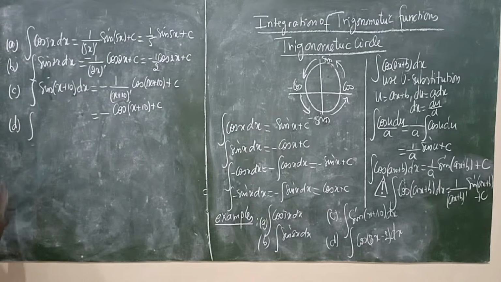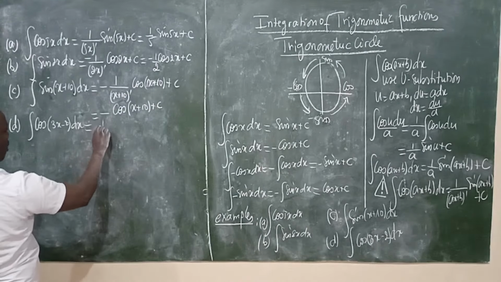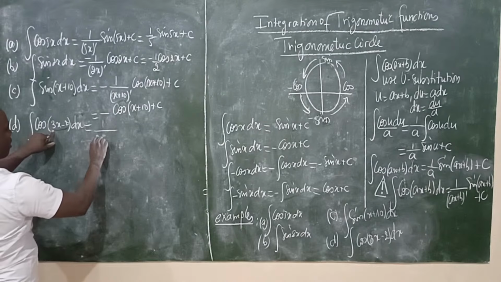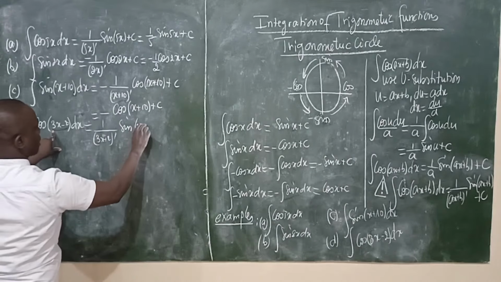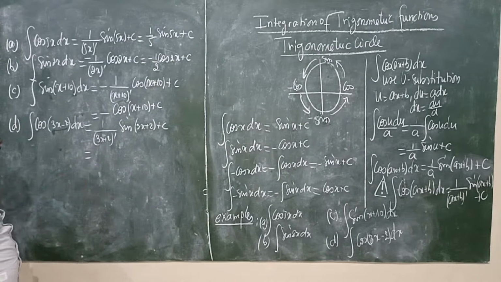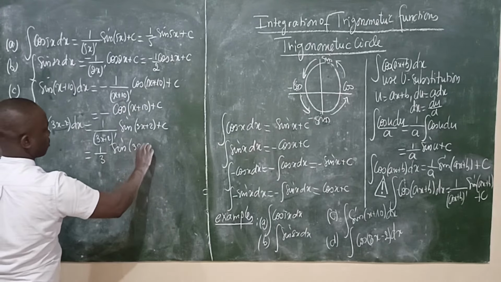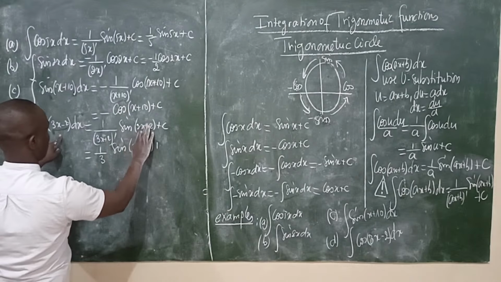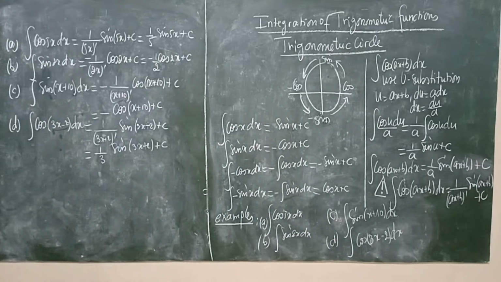D, the integral of cosine of 3x minus 2 dx is given by 1 over the derivative of this expression. Here is the derivative of 3x minus 2, then sine of 3x minus 2 plus c. The derivative of 3x minus 2 is 3, so here is 1 over 3 sine of 3x minus 2. Sorry, here I wrote plus, here it was minus. Here must be minus, plus a constant of integration, guys.